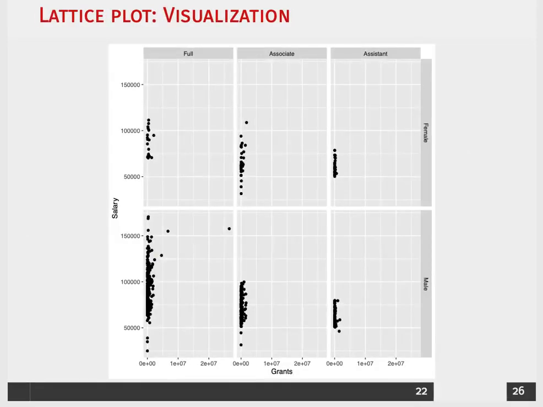And when we do that, we can see that there really actually doesn't seem to be a differential effect of grants by male or female, nor necessarily between full, assistant, and associate, in the sense that there's an interactive effect. Now, there could be an on average effect that men make more money, so the intercept of this relationship may be higher, but it doesn't seem as if the slope is steeper for men versus women.